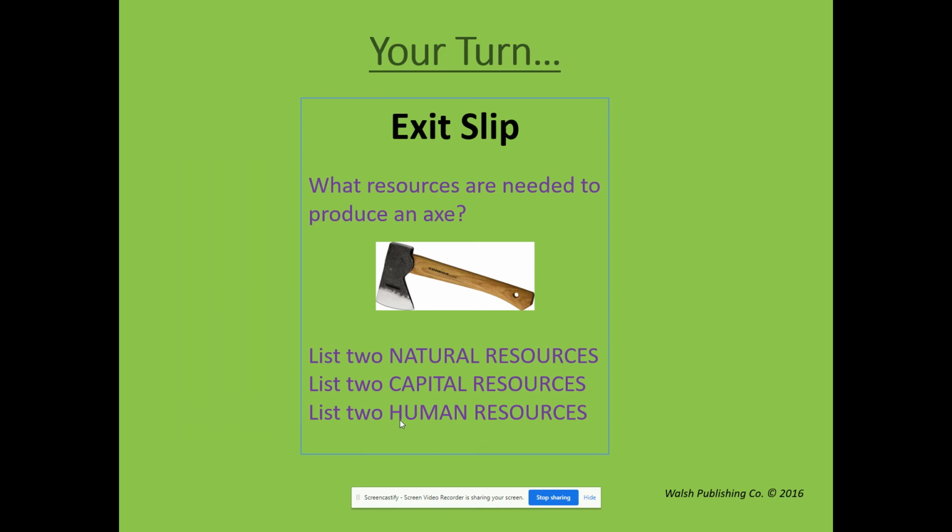You will need to do an exit slip at some point to tell me the resources necessary to make an axe. So you can see what an axe looks like right here. You're going to have to list 2 natural resources, 2 capital resources, and 2 human resources. That will be coming at some point.